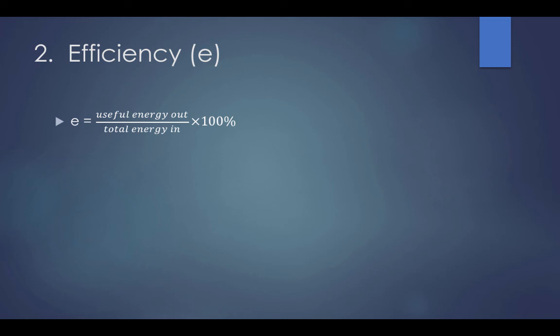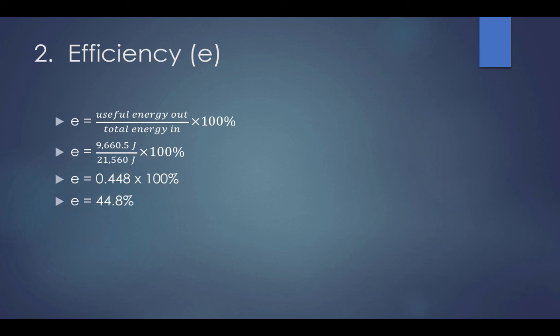Let's calculate the efficiency of the bike. Efficiency is useful energy out divided by total energy in times 100%. In this case of the bicycle, useful energy out was the final kinetic energy, while the initial potential energy was transformed into other types of energy as it descended the hill. That makes the equation 9,660.5 joules divided by 21,560 joules times 100%. The efficiency of the bike in transforming mechanical potential energy into mechanical kinetic energy is 44.8%.